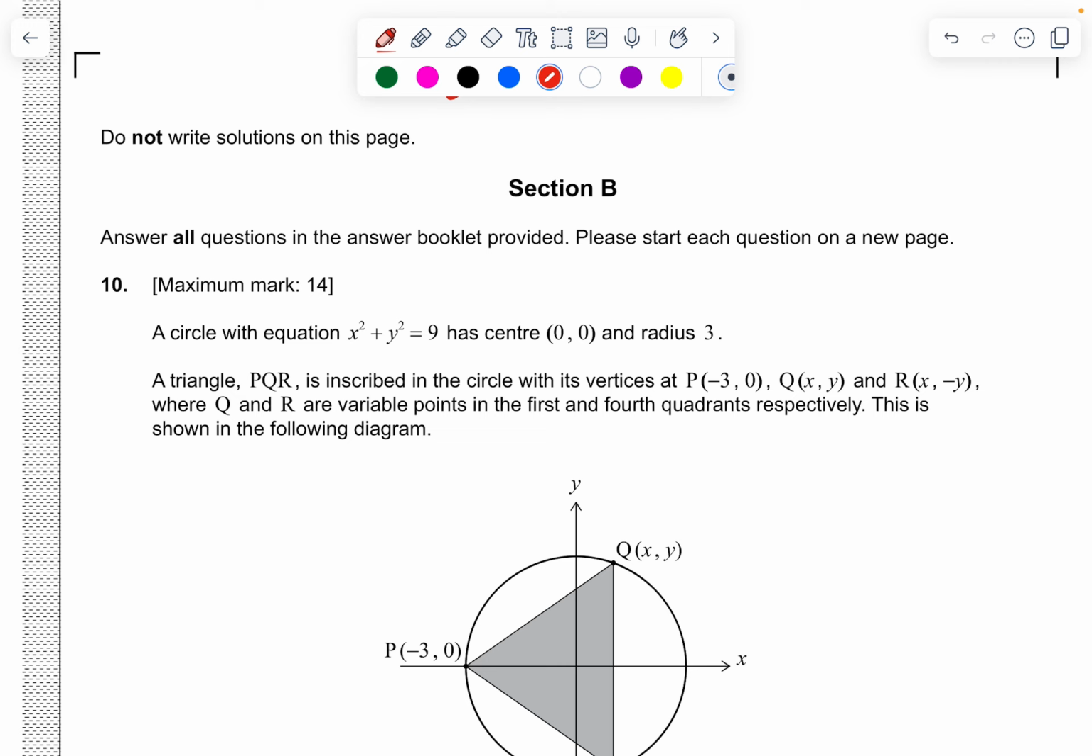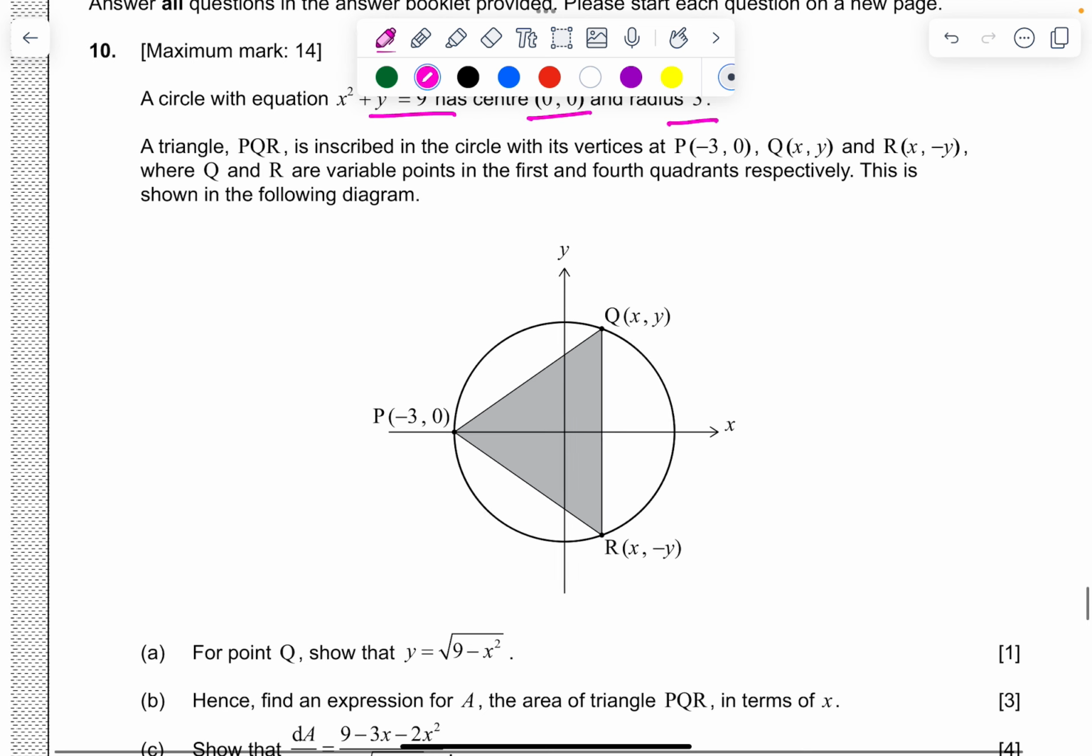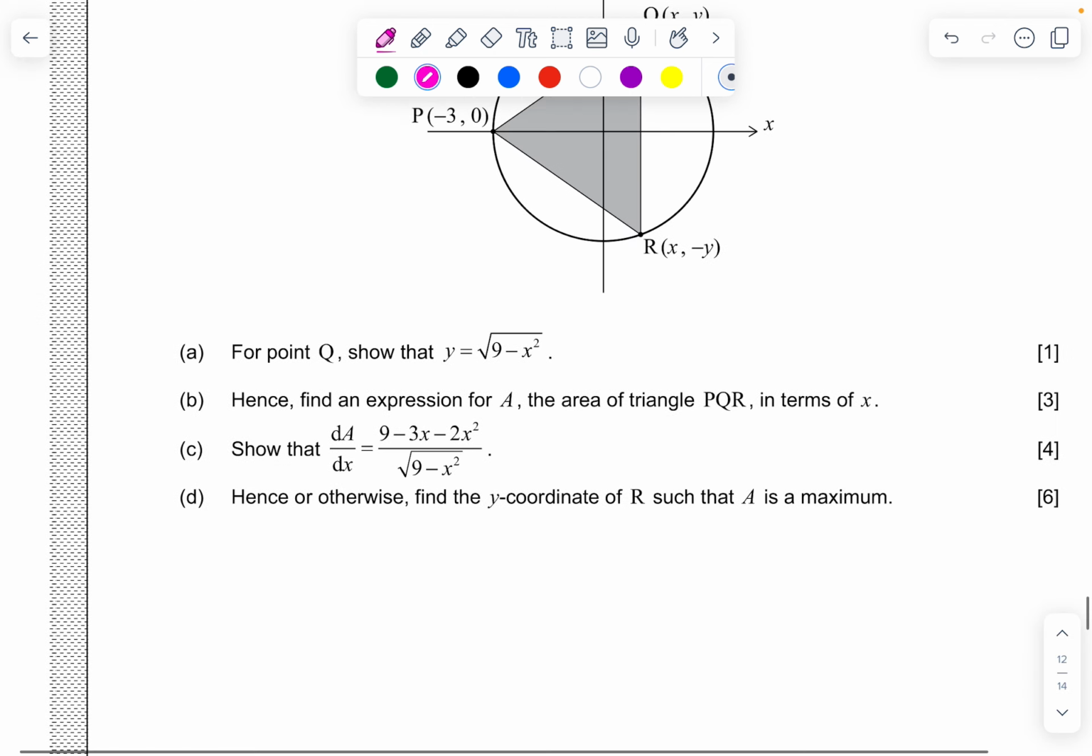So what is being asked in this question number 10? A circle x square plus y square equals 9 has a center 0, 0 and radius 3. A triangle PQR is inscribed in the circle with the vertices P, Q and R being variable points in the first and fourth quadrants. This is shown in the diagram. For point Q, show that y equals square root of 9 minus x square.